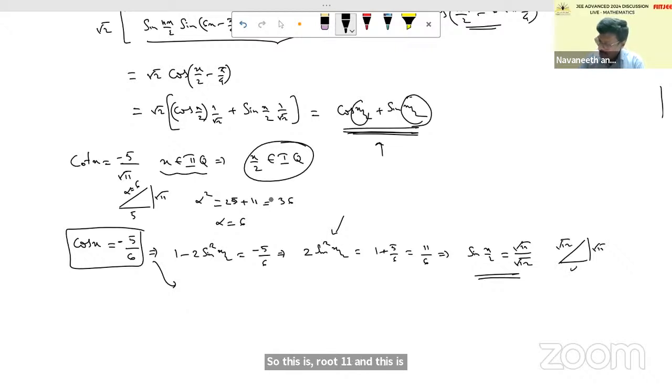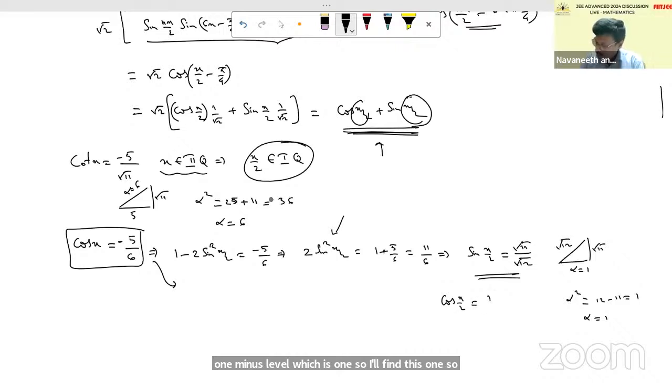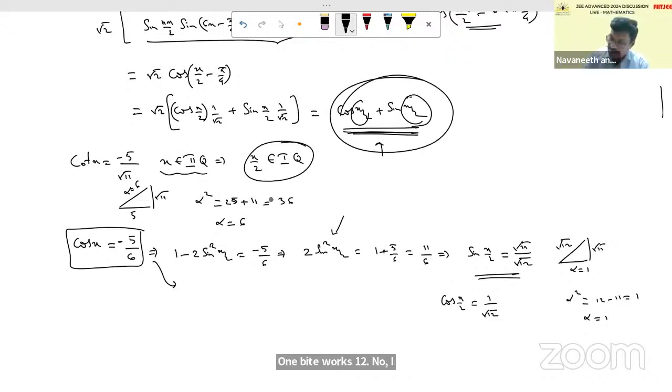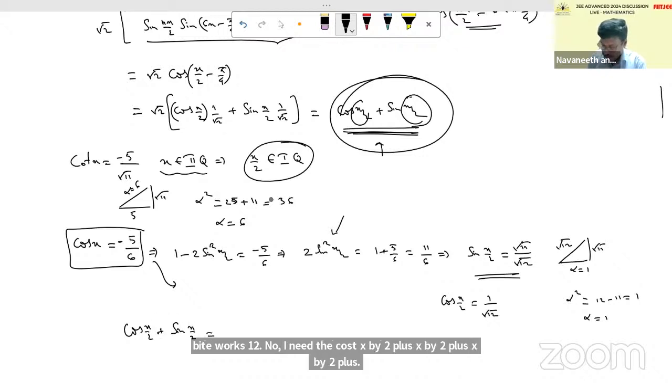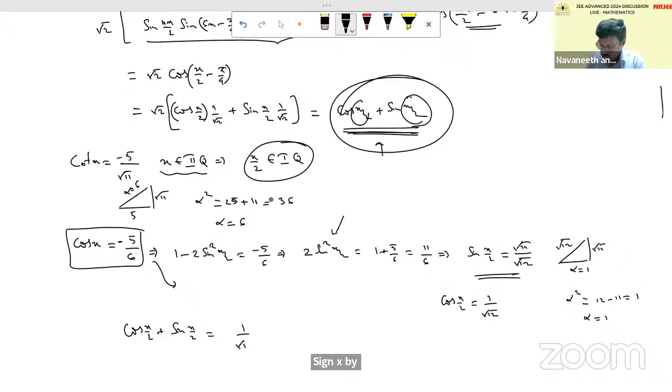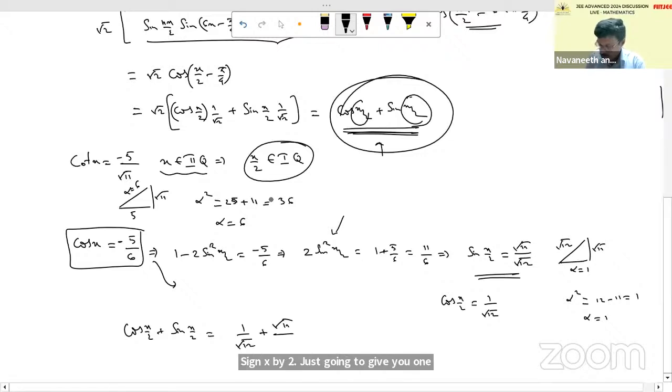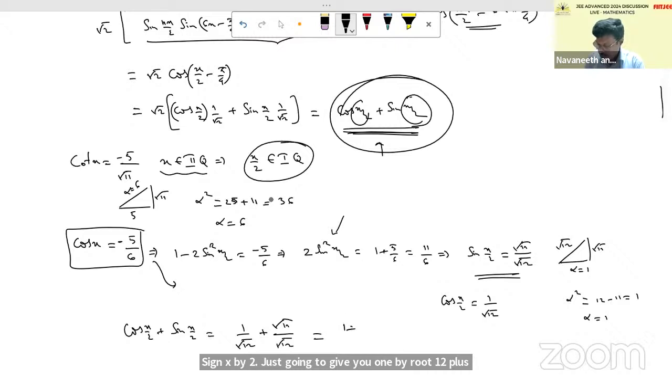So this is root 11 and this is root 12. If I take this as alpha, then alpha square is 12 minus 11, which is 1. So alpha is 1. So I can find cos x by 2 as 1 by root 12. Now I need cos x by 2 plus sin x by 2, which is going to give you 1 by root 12 plus root 11 by root 12. So the answer is 1 plus root 11 by root 12. So this is the answer.